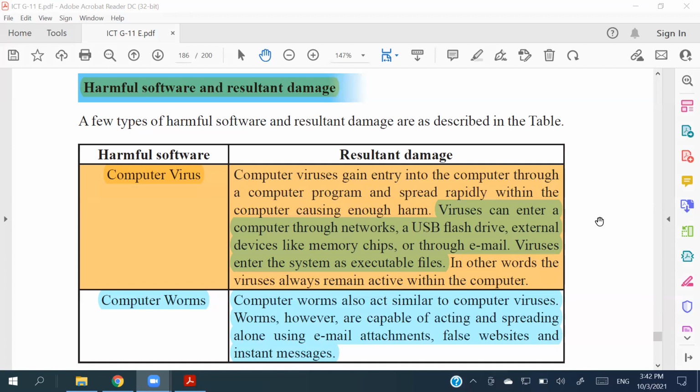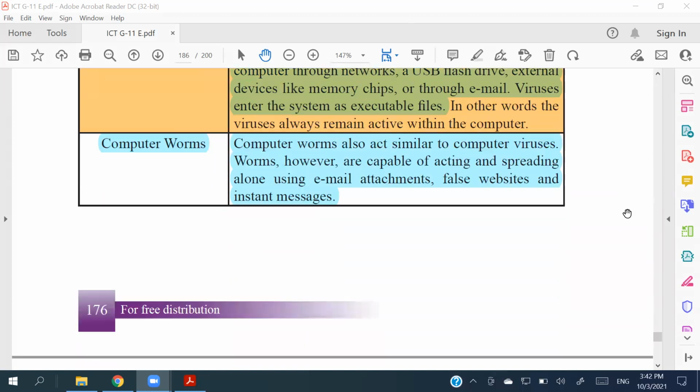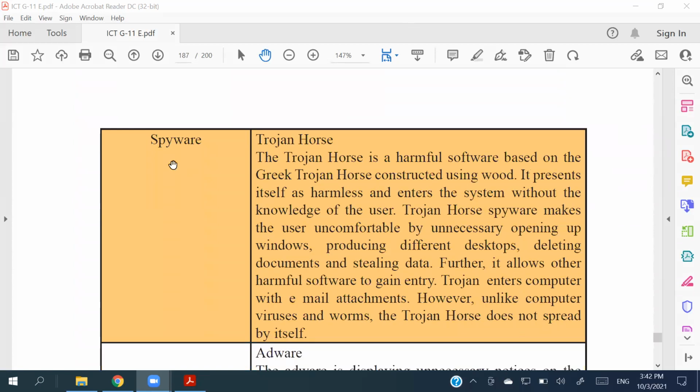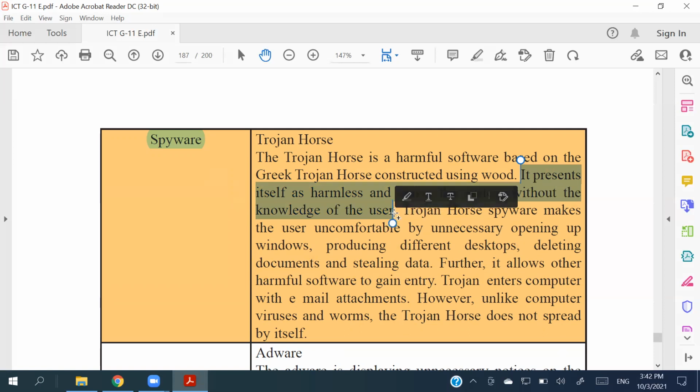So can we move forward, people? Is there anyone still writing this? Okay, so moving forward, regarding this spyware, let's go with this. Yeah, right, this point.